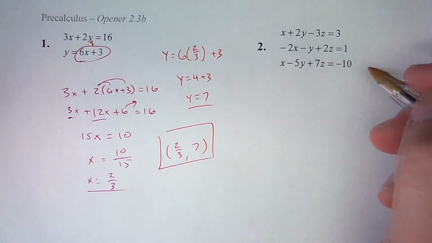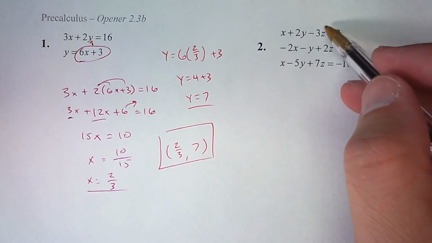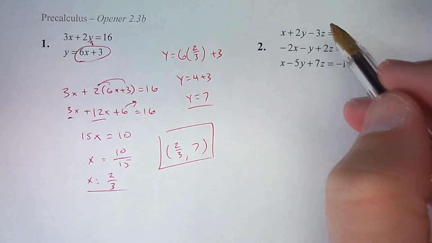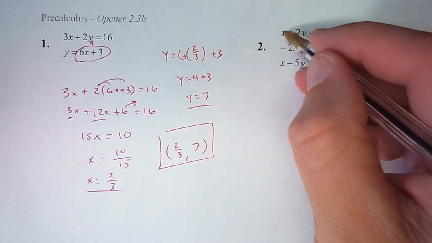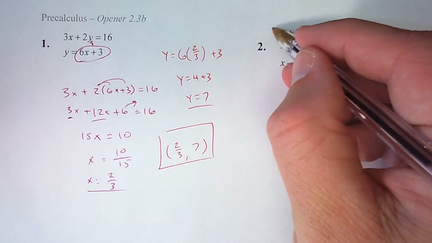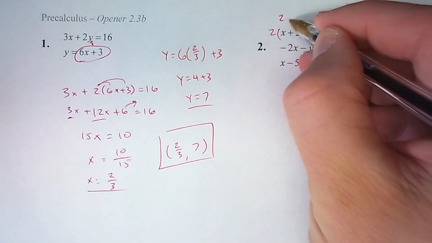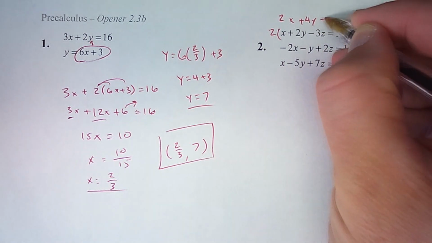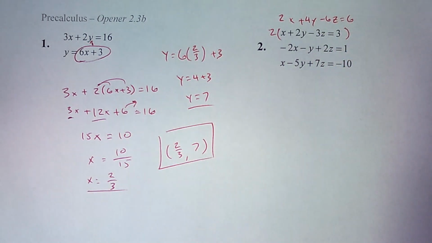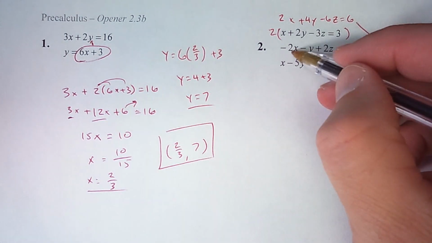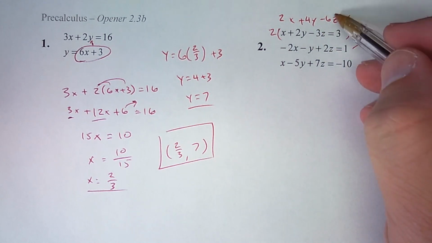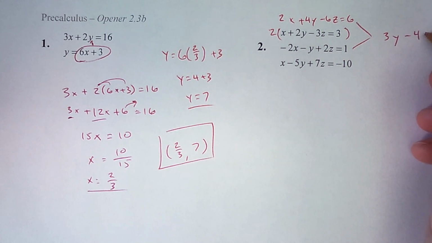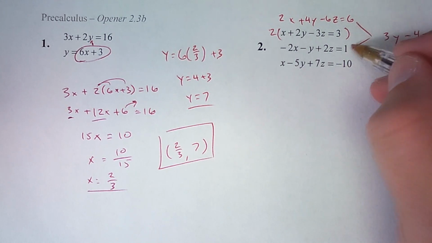Okay, and then number 2, I think for this 3 by 3, the easiest thing to do would be to eliminate the x's. So I can eliminate x's here by multiplying this equation by 2, and I'll write that above. 2x plus 4y minus 6z equals 6. And then I will combine those two equations. So the x's eliminate, and then 4y minus y, I've got 3y, and then negative 6z plus 2z is negative 4z, and 6 plus 1 is 7.